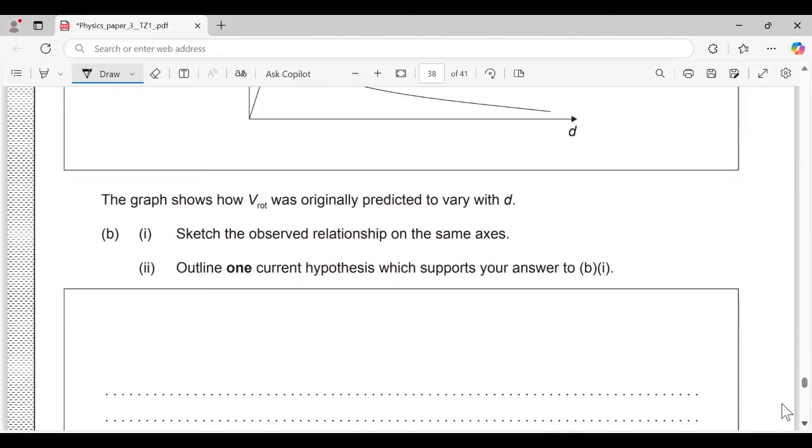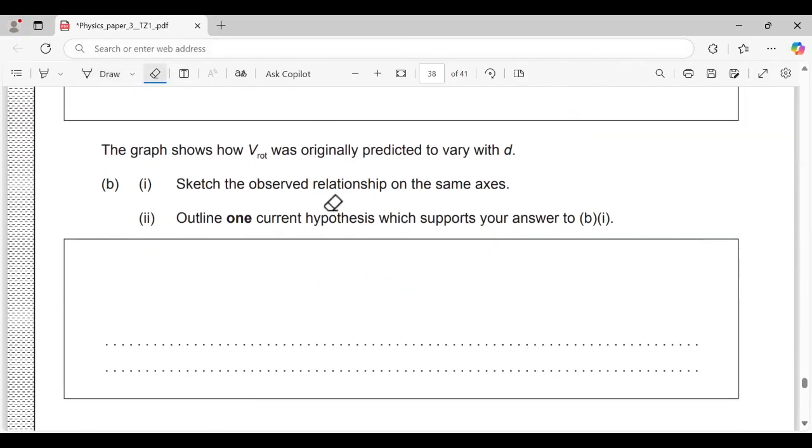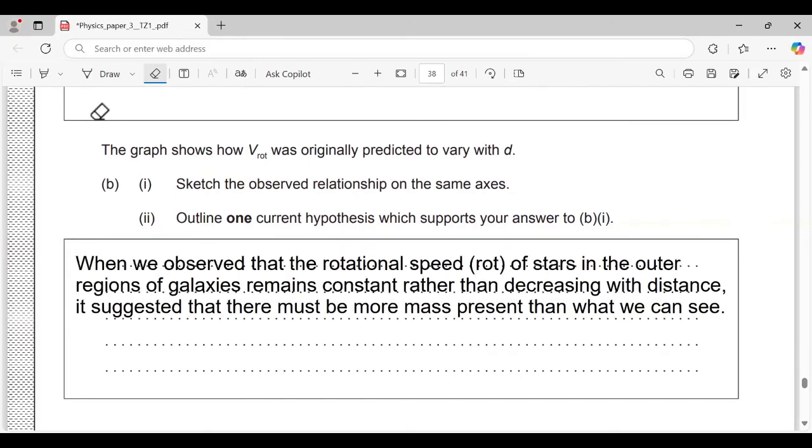Outline one current hypothesis which supports your answer to the previous part. I have also provided my brief explanations about this question. Okay, I think this is clear.